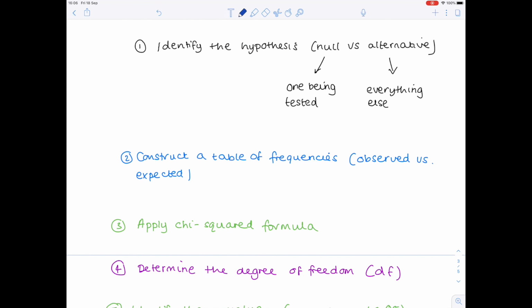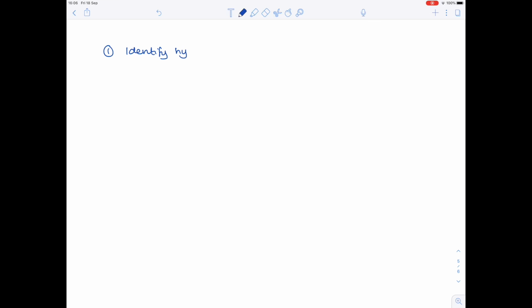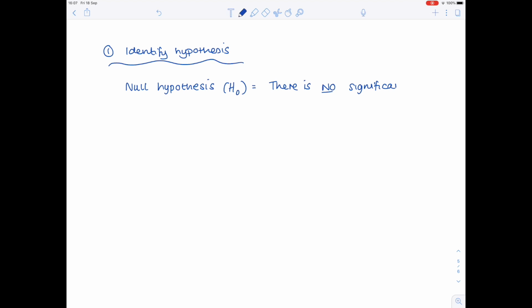So according to our list of steps, we need to firstly identify the hypothesis. And remember, that was null versus alternative. So our null hypothesis in this case will be that there is no significant difference between the distribution of the two species of scallop, i.e. their distribution is random. So the null hypothesis H0, there is no significant difference between the distribution of the two species, i.e.